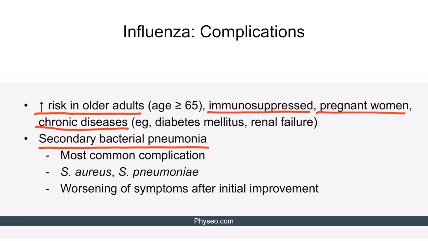So what are the most important complications of influenza? Secondary bacterial pneumonia is the most common complication. The viral cytopathic effect on respiratory mucosa makes it vulnerable to attack by bacterial pathogens, making it easy to catch pneumonia. The most common bacterial pathogens are Staphylococcus aureus and Streptococcus pneumoniae. Secondary bacterial pneumonia post-influenza is characterized by worsening of symptoms after an initial improvement.